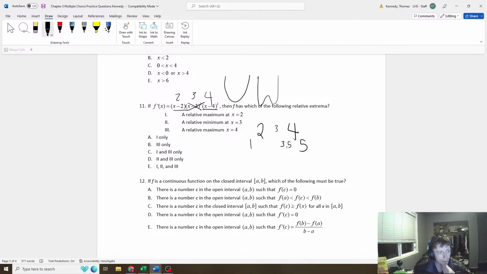So at 1, if we plug 1 in, we get negative times negative. That would be positive, which is increasing. If we plug in 3.5, we would get positive times negative. That's negative and decreasing. And if we plug in 5, we would get positive, positive. That would go back to increasing. So we have a minimum at 4. That's not one of our options. We have a maximum at 2. That is one of our options. And so it's the maximum at 2.